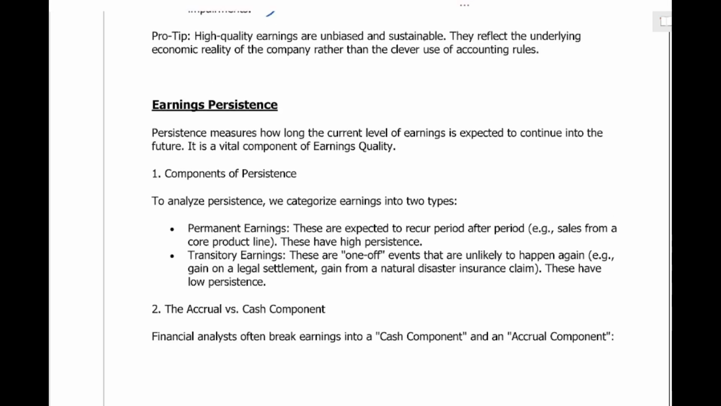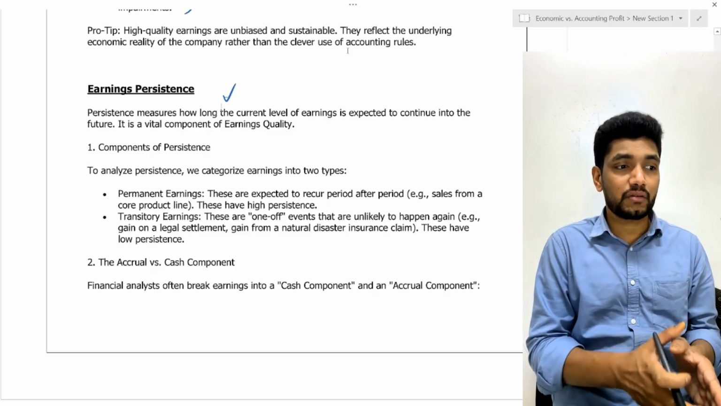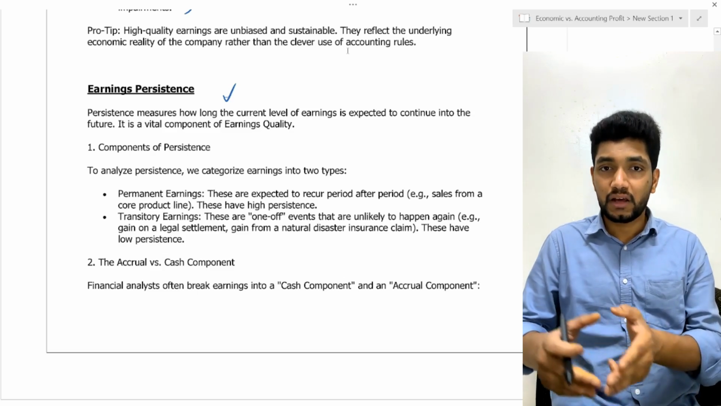Then we'll move to the next concept, that is earning persistence. Earning persistence means how long the current level of earning is expected to continue in the future. Suppose this year the company has a good earning, so we are assessing how long this company can sustain this earning, or whether this is a temporary earning or a persistent earning. Persistent earning means it can sustain in the business for a long time, maybe for the next periods as well.